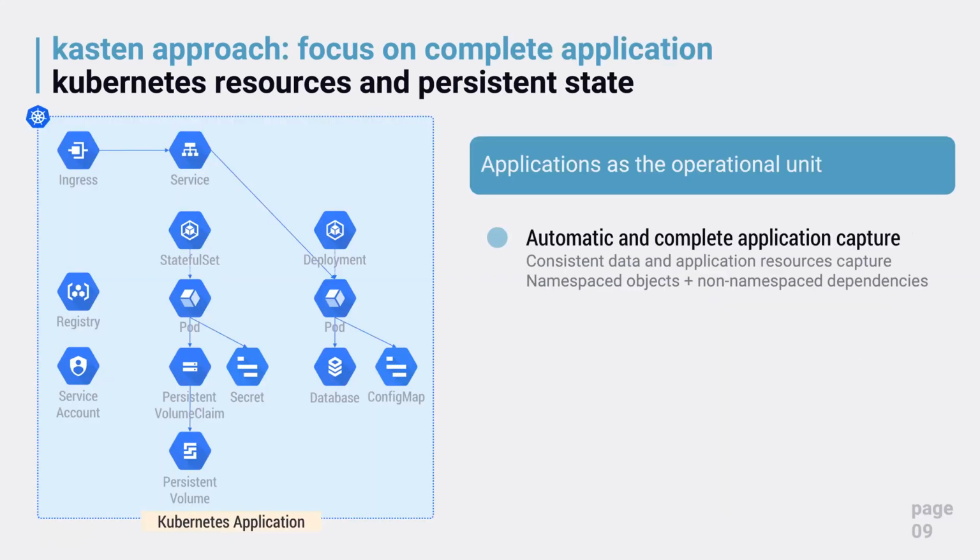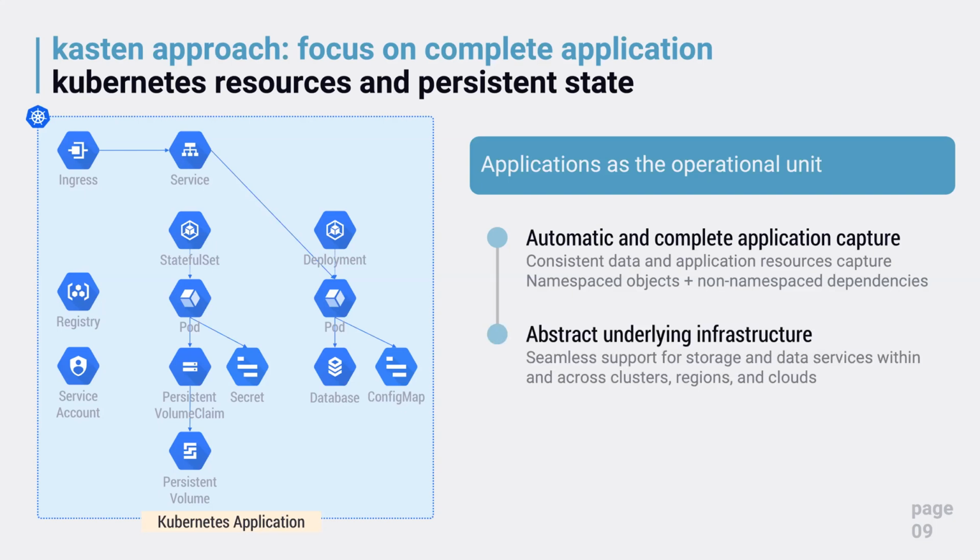So Kasten has taken a different approach. What we have done is build a system that will go in and do some self-discovery around the services that you're running, and it will grab all of the different components. Those components can be persistent volumes, but they could also be configuration, secrets, or even ingress or custom resources that you are running inside of your cluster. We have worked to abstract the underlying infrastructure layer. What this means is that we can support a plethora of different storage systems, as well as data systems, across clusters, across regions, and across multiple clouds.